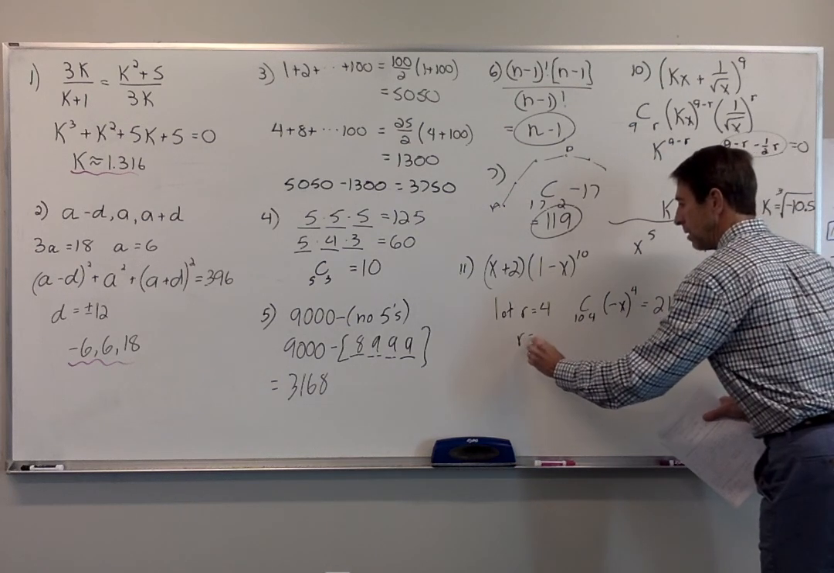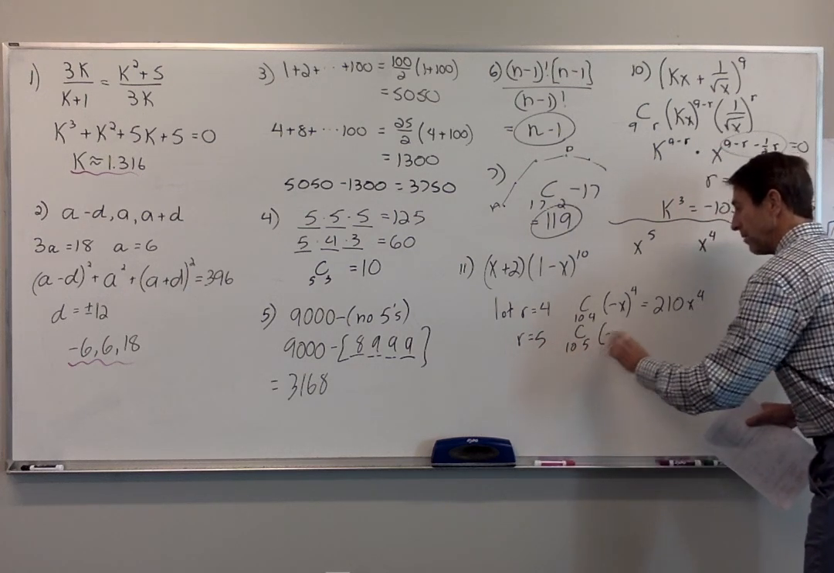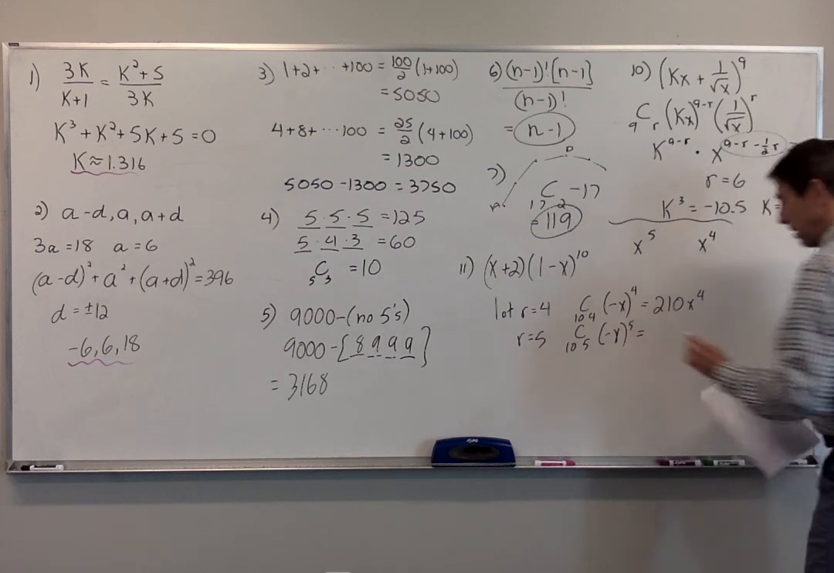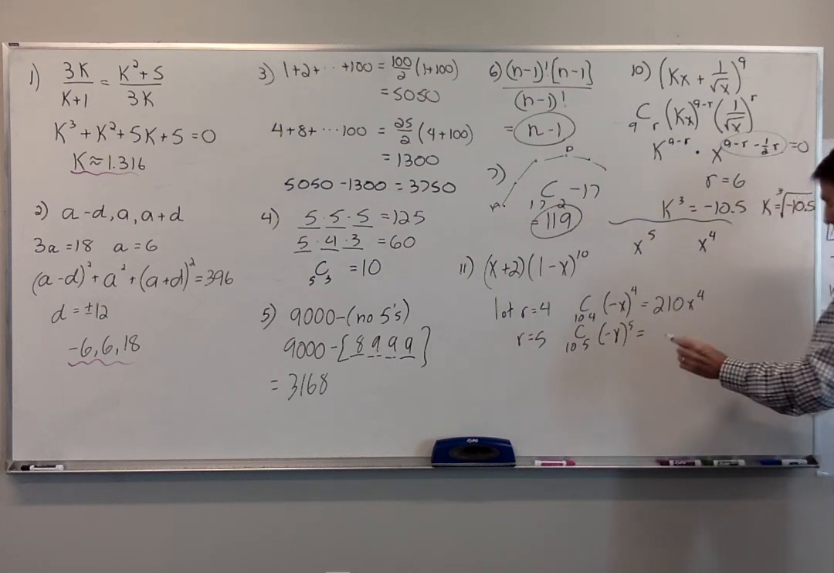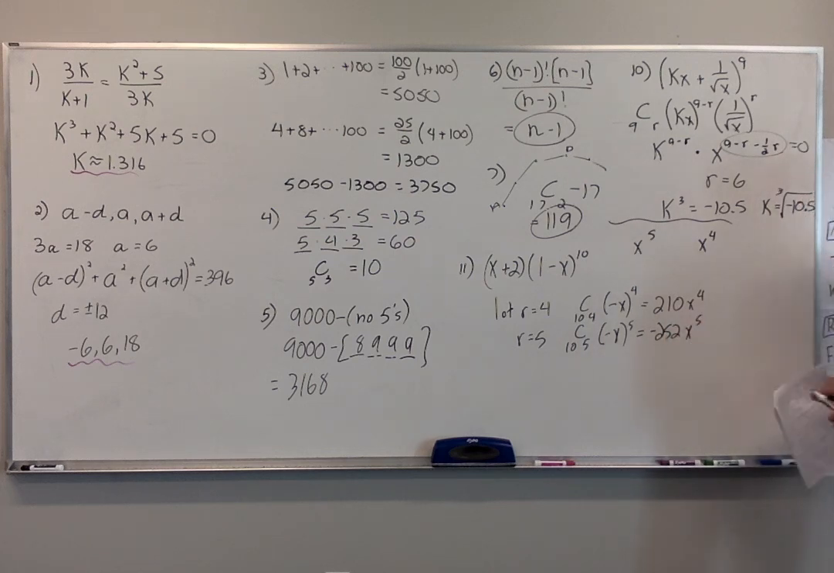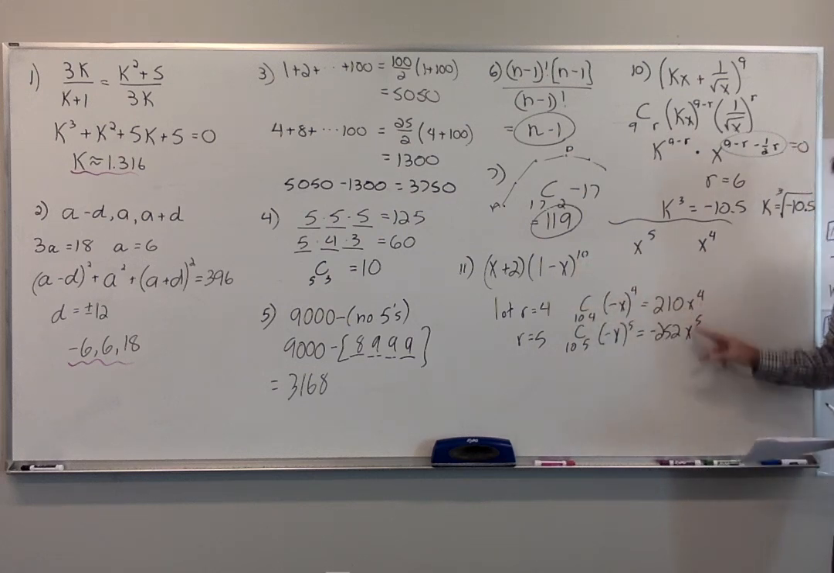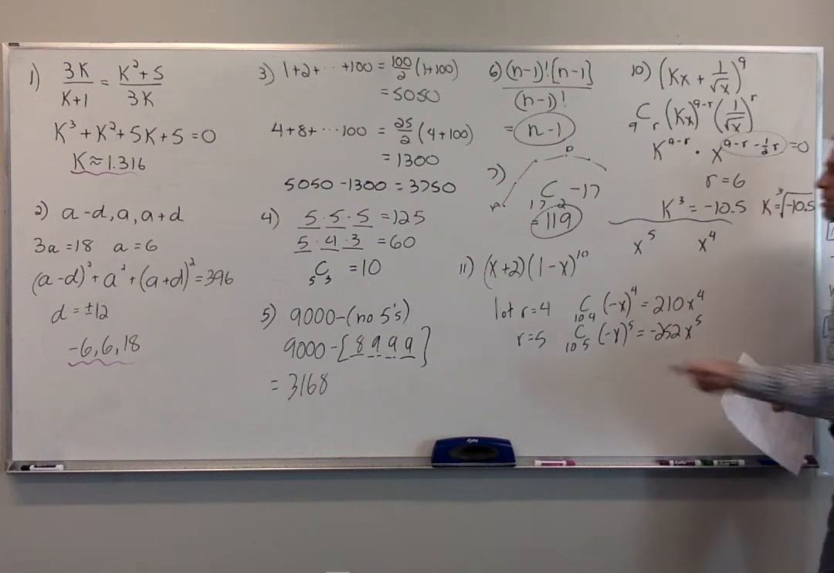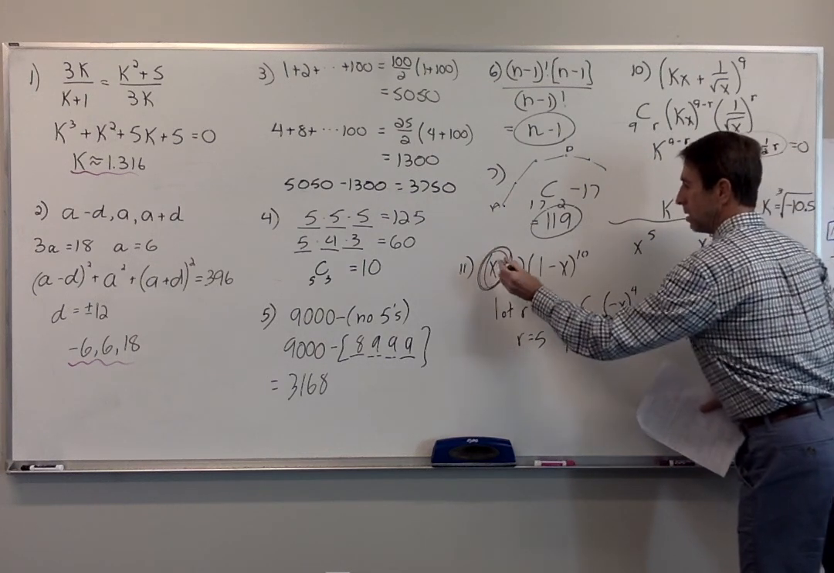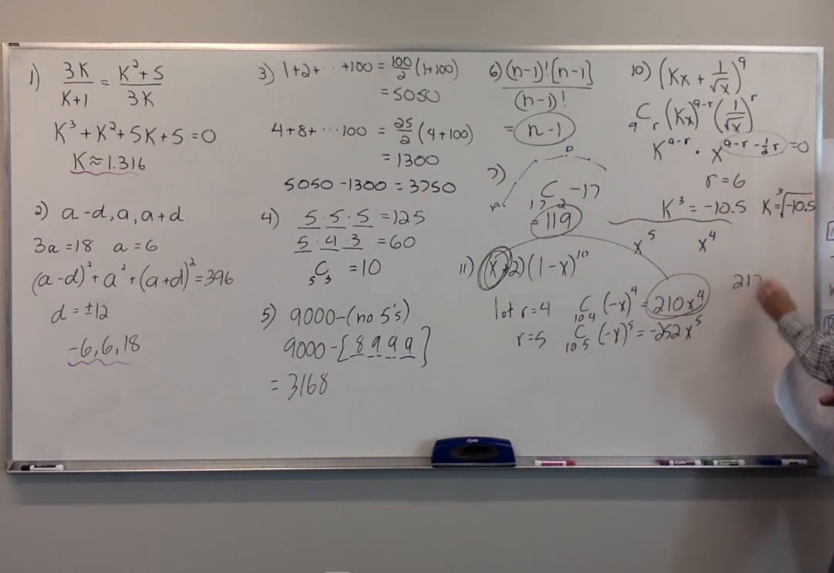If r is 5, we'd have the combination 10 choose 5 of negative x to the 5th, and that's going to be a negative 252. So just expanding 1 minus x to the 10th power would have these two terms in it. Now we have to ask ourselves, how are we getting x to the 5th? Well, if I take x and multiply it by 210 x to the 4th, I get 210 x to the 5th.